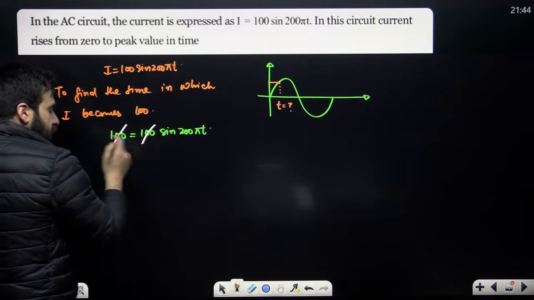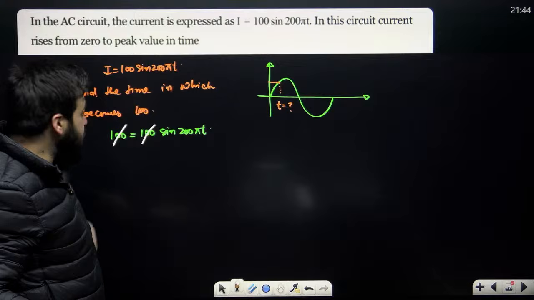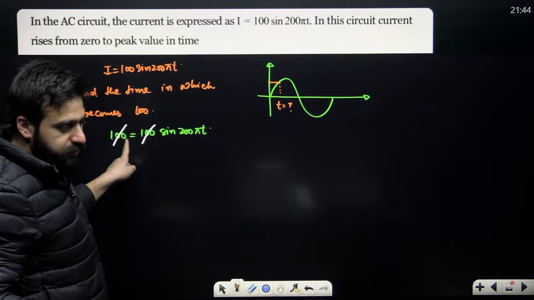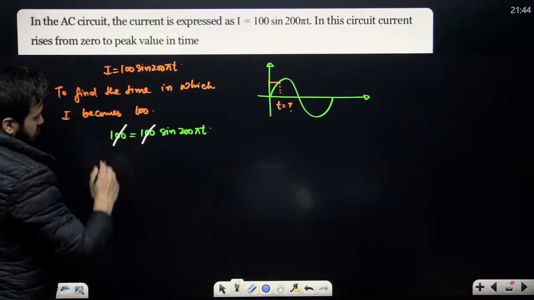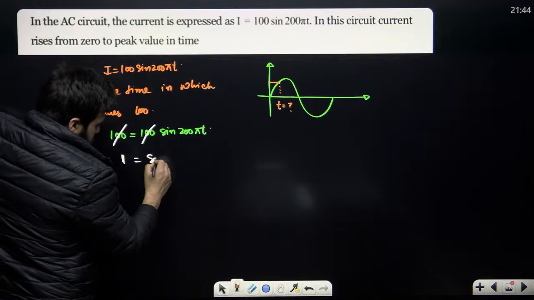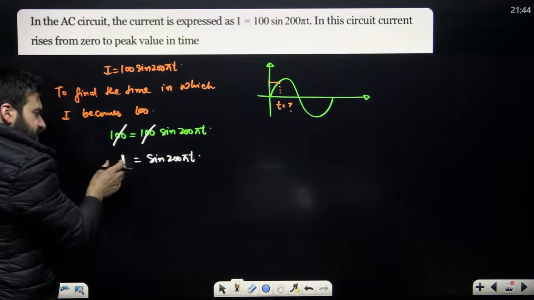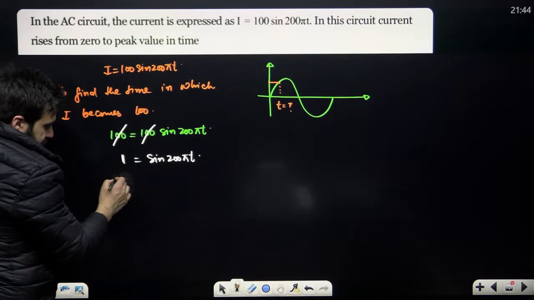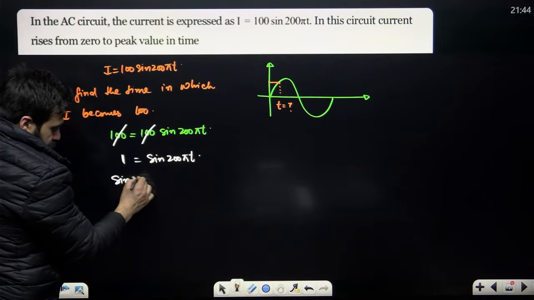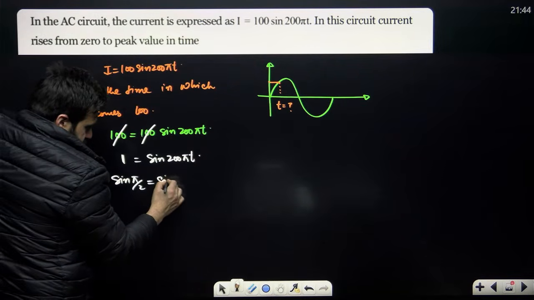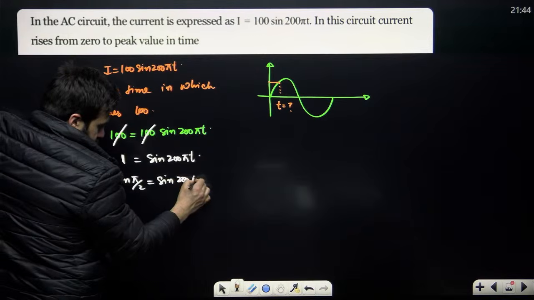Now 100 and 100. If I say in how much time it will become 50, you'll put 50 over here. So 100 and 100 will cancel. It will be 1 is equal to sine of 200 pi t. When is the value of sine as 1? Sine 90. So you can write sine of pi by 2 is equal to sine of 200 pi t.